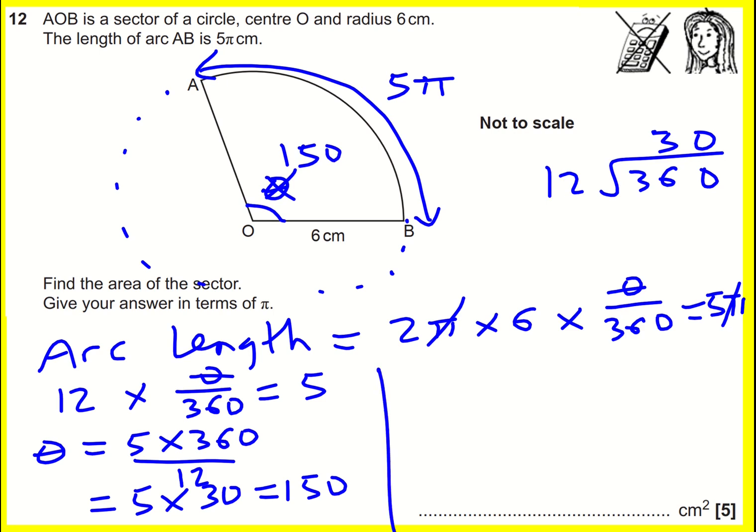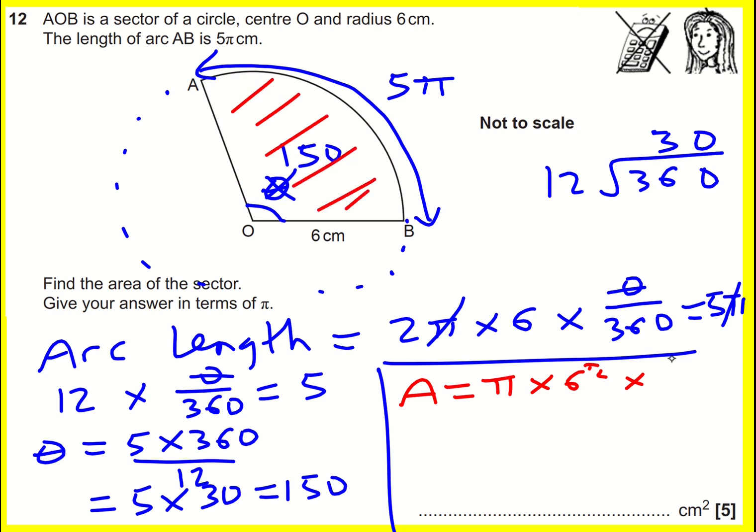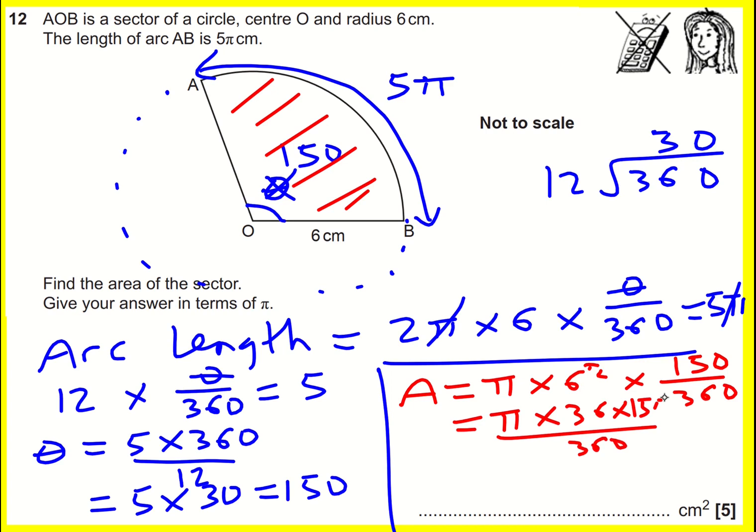So now, let's make a little bit of space. The area is going to be pi times 6 squared. That's pi r squared. But again, I've got a fraction of a circle. I don't have a whole circle, so I'm going to times that by my angle, 150 divided by 360. This is going to give me pi times 36 times 150 divided by 360. I've brought it all up together because I'm multiplying by a fraction. When you multiply by a fraction like this, you can just basically bring this onto the numerator.